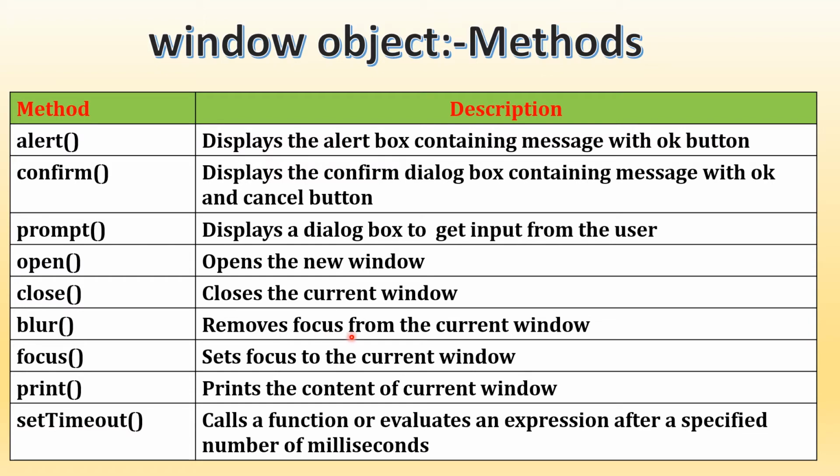Blur, it removes the focus from the current window. Blur means you're removing the focus from the current one and going to something else. Focus means you're setting a focus onto the current window. It can be a text field or a window. It can be anything. Print, it prints the current window content. That is what a print method is. Set timeout calls a function or evaluates an expression after a specified number of milliseconds.